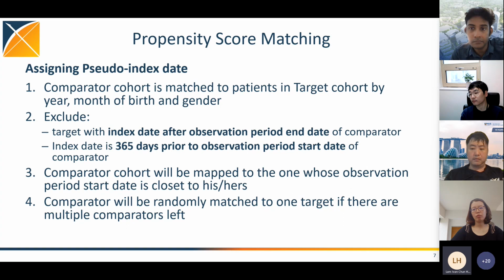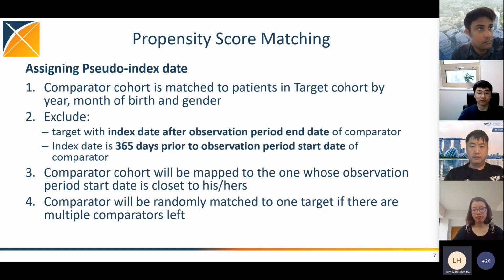In the first step, we would match comparator subjects to subjects from the target cohort based on their year and month of birth, as well as their gender. We excluded those whose index date is outside of the observation window of their comparator. So we excluded those whose index date was after the observation period end, or if their index date is less than 365 days after the observation period start.